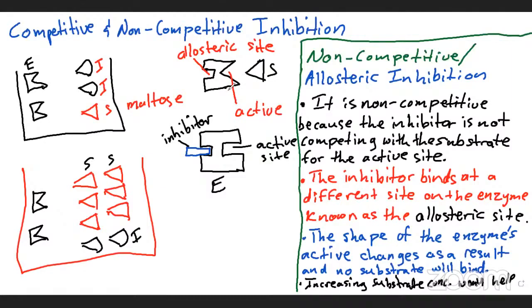Now, you have reversible and you have irreversible. Reversible means that it is a temporary process where the substrate cannot bind. So when some inhibitors bind to the enzyme, they permanently change the shape. This one is the reversible one. So the inhibitor can come off, the active site goes back to what it was, and the substrate can bind. So this process is reversible.